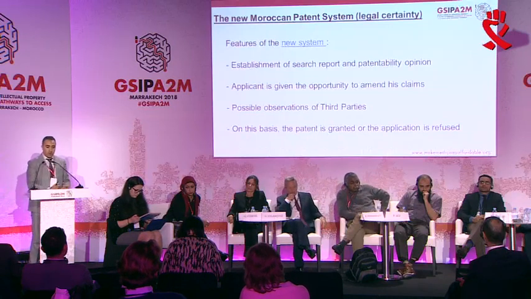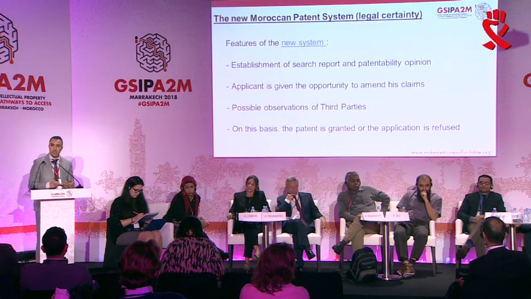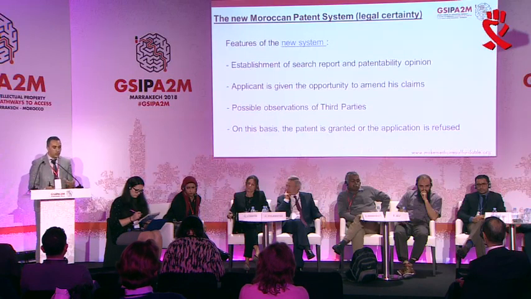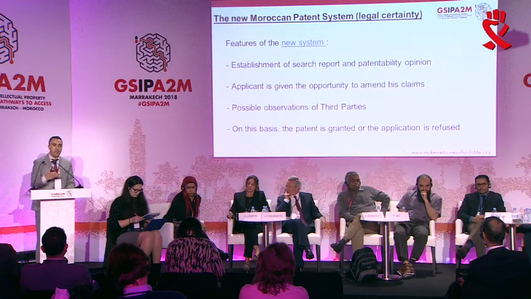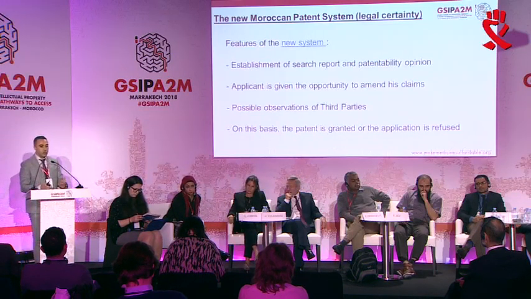Donc, premièrement, et l'élément central de cette réforme, c'est le fait que l'OMPIC a la prérogative d'examen. Et ce qui est traduit en quelque sorte par l'établissement de ce qu'on appelle un rapport de recherche et opinion sur la brevetabilité. Ça, c'est l'élément central, l'élément par quoi on commence l'examen au niveau de l'OMPIC. Après, le déposant a la possibilité, bien évidemment, de réagir, de modifier ses revendications ou ramener des observations.